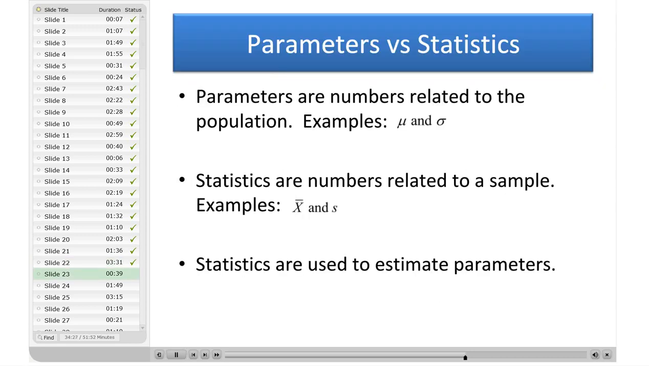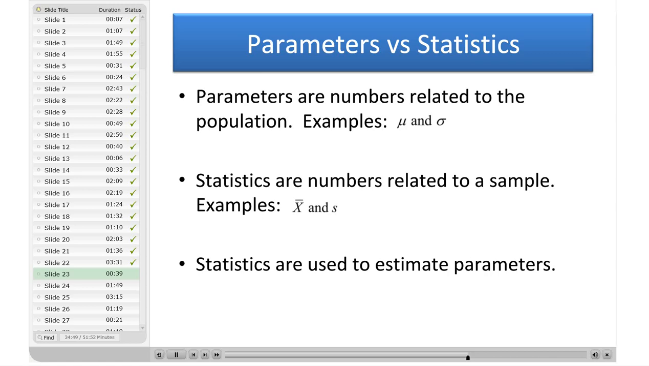This slide just talks a little bit about the difference between the term parameter and the term statistic. A parameter is a number that's related to the population. So examples of parameters are population mean, population standard deviation. A statistic is a number that's related to the sample. So examples of statistics are sample mean and sample standard deviation.